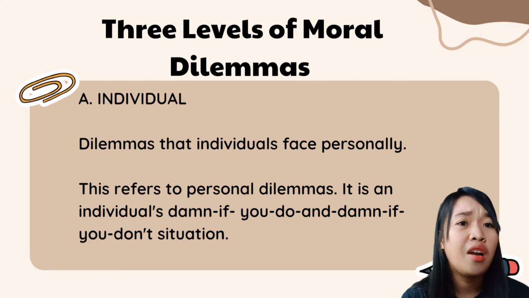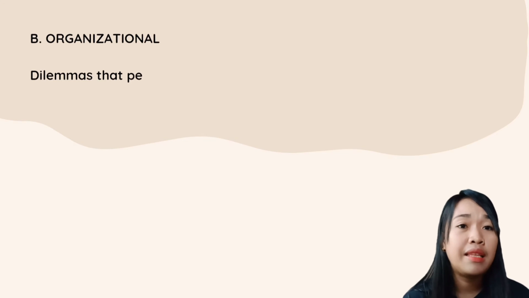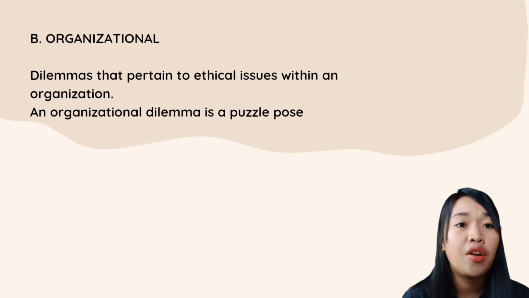These dilemmas are of a personal nature where an individual faces a situation in which they seem to be in a damn if you do, damn if you don't scenario. There's no easy way out and both choices pose ethical challenges. So the next level is the organizational dilemma. Dilemmas that pertain to ethical issues within an organization.